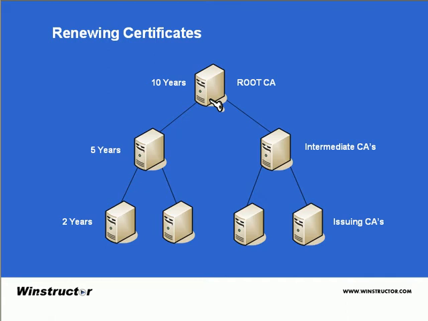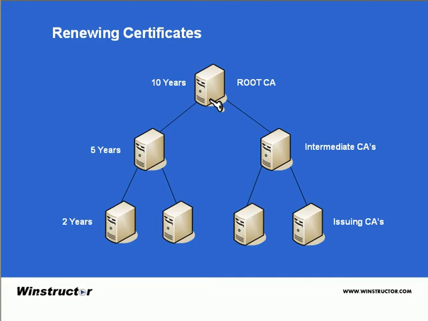Now the problem is, what happens when the root certificate only has 1 year of its 10-year lifetime left? If the root CA issues a certificate to the intermediate server, it's no longer going to be a 5-year certificate. It's only going to be 1 year. Now the reason for this is that the maximum lifetime of the certificate can only be the same or less than the minimum amount of time that's available in the hierarchy from this point up.